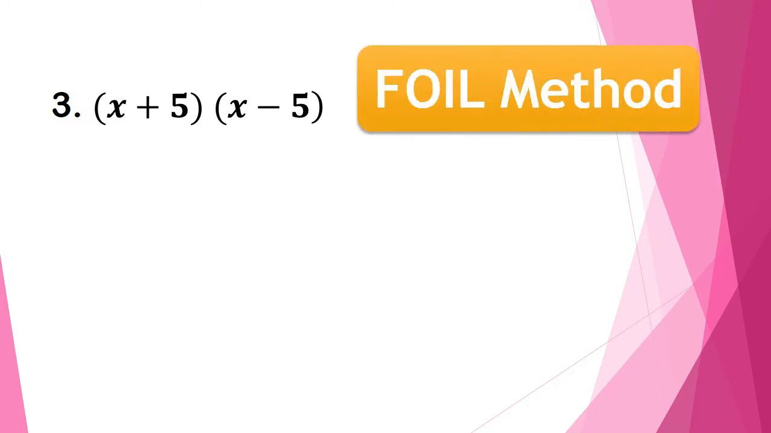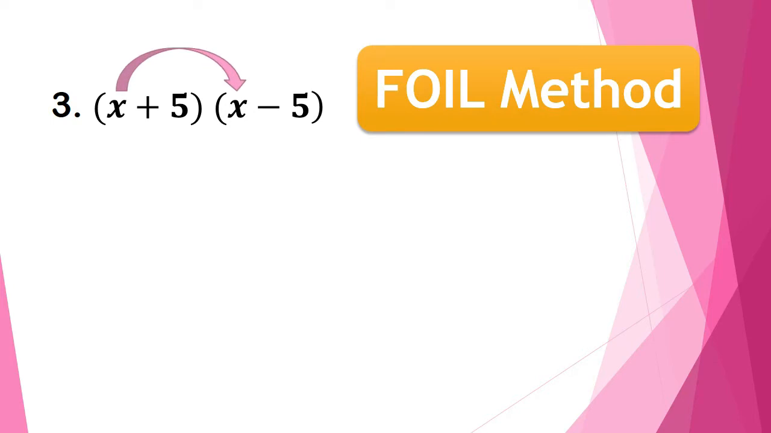Number 3, we have here a binomial times a binomial. Since we have a binomial times a binomial, we need to use the FOIL method. This is the easiest way to identify the product when we are multiplying a binomial to a binomial. So let's simplify the given example using the FOIL method. Let's start.